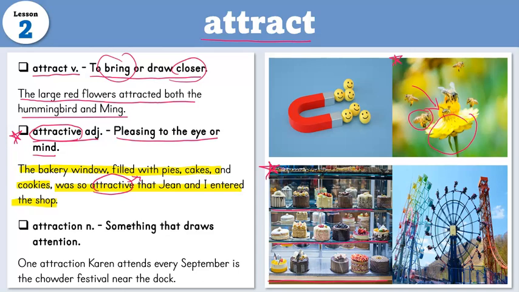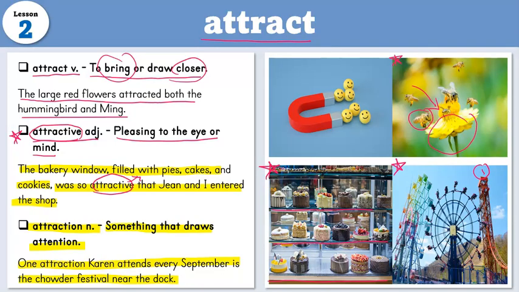And lastly, we can use attract as a noun, and it changes to attraction. An attraction is something that draws attention. For example, one attraction Karen attends every September is the Chowder Festival near the dock. So in this sentence, attraction is talking about some kind of activity that you can visit or interact with. For example, if you go to an amusement park, there are many different kinds of attractions that you can ride, such as a roller coaster.